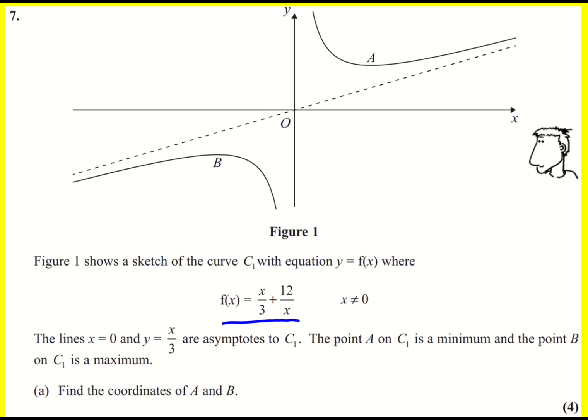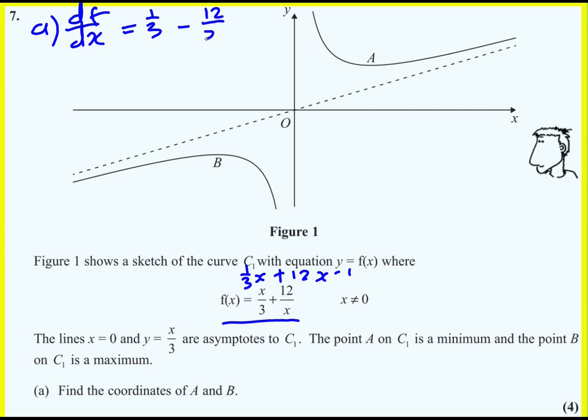Let's find these coordinates. So they are stationary points, and therefore we can find out df by dx. First of all, just write it as a third x plus 12 to the x minus 1. So df by dx equals a third. Then it will be minus 12 to the x minus 2, or minus 12 over x squared. And it's going to equal 0 for stationary points.